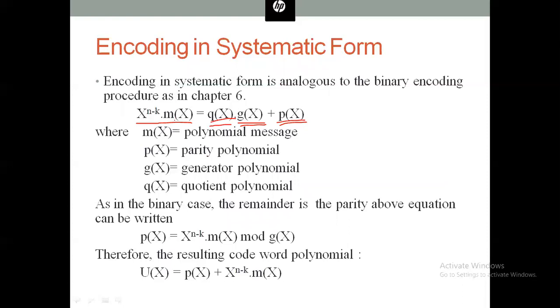So this in fact is the coded message symbol once we add the parity. And when we divide it by the generator polynomial after adding the parity, the answer must be 0. So if the answer is 0 after dividing by the generator polynomial, then we can say that we have a right code word. So we have u of x is p of x plus x to the n minus k, m of x.